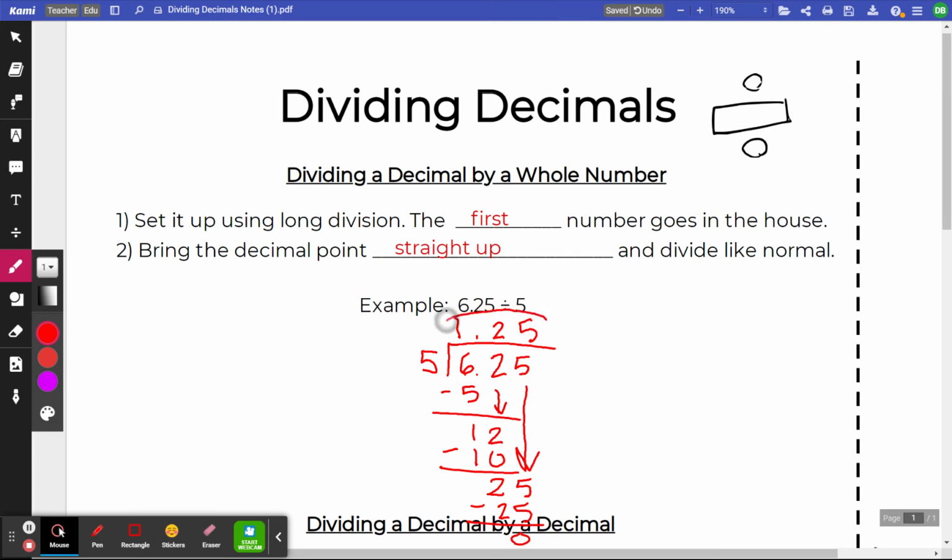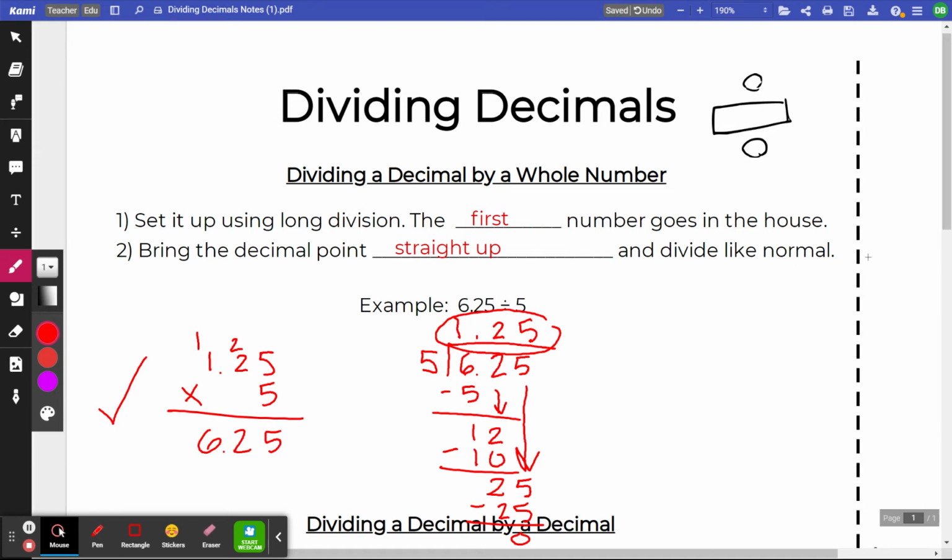So my answer is 1.25. And a good way to check it, if you're not positive if you did it right, all you got to do is multiply your answer by 5, and it should come out to 6.25, which it does. So now I feel extra confident that I did it right.